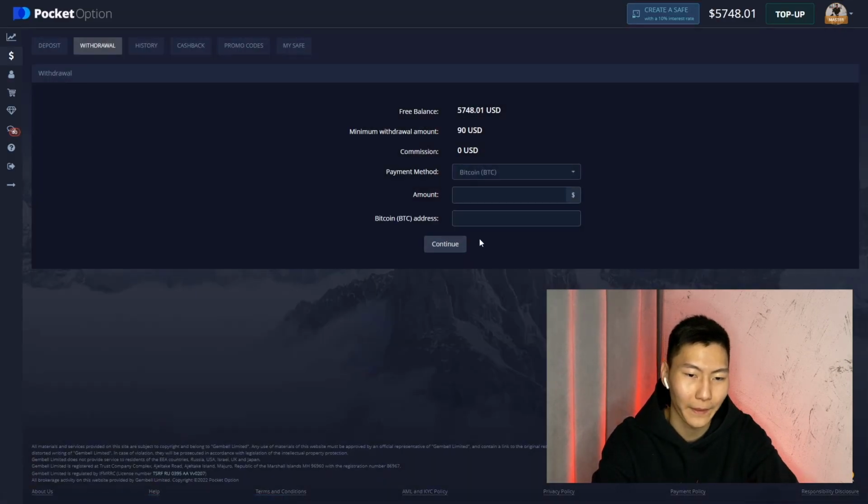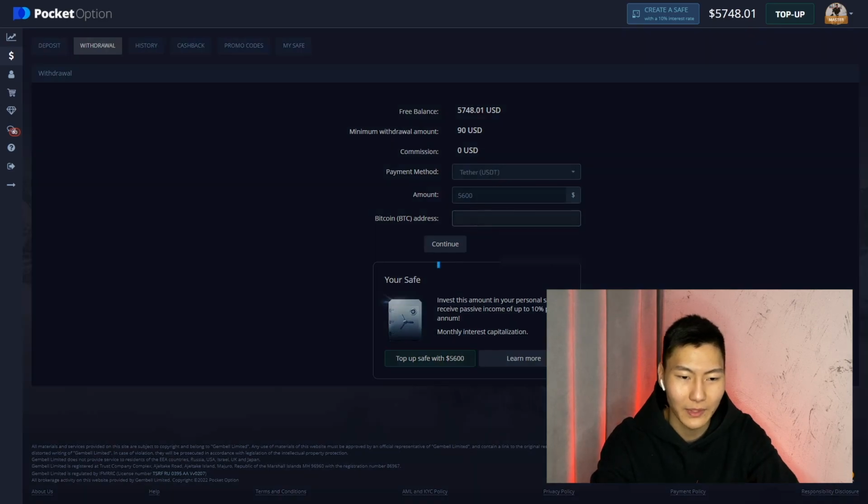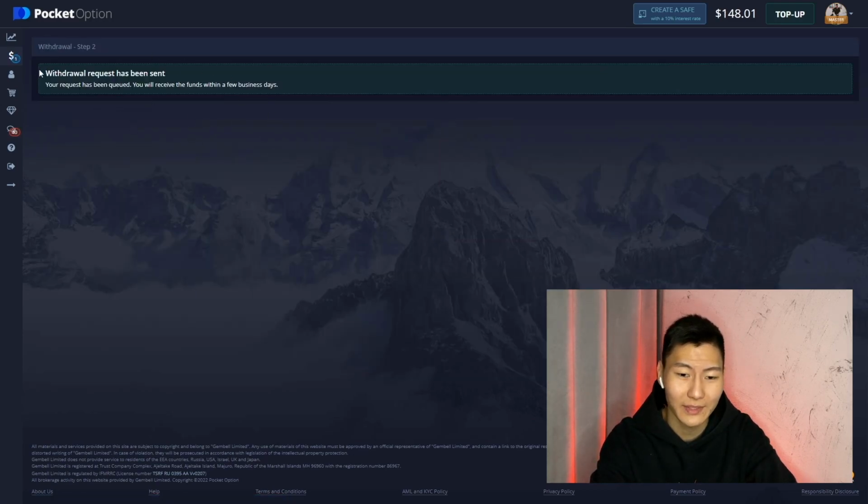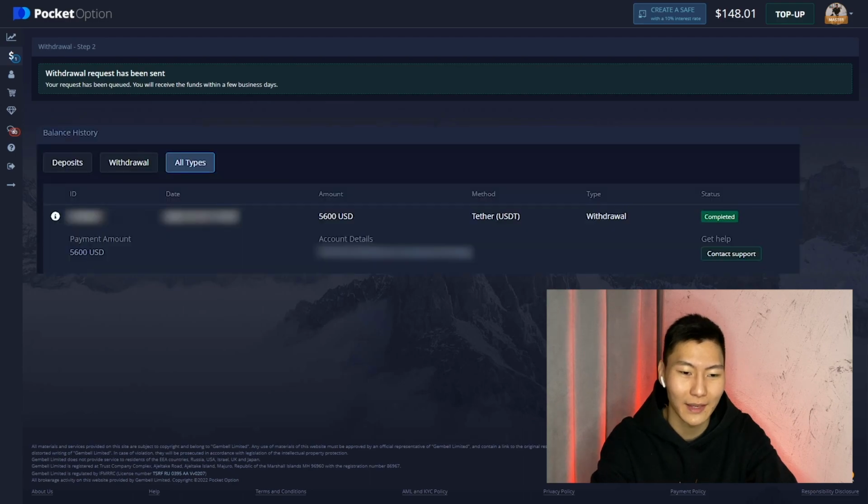Let's withdraw 5,600, I guess. The payment method is USDT. Press the continue button. There we go. Our transaction is being processed. I will attach the screen where it's done.